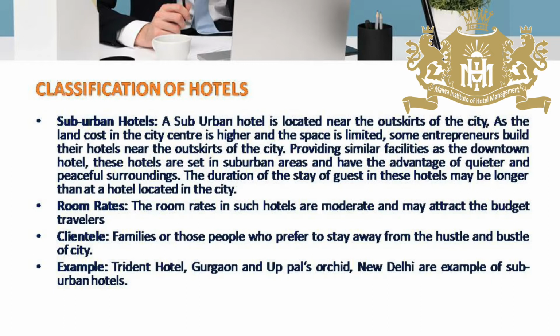Room rates. The room rates in such hotels are moderate and may attract budget travelers, families or those people who prefer to stay away from the hustle and bustle of the city. Example, Trident Hotel, Gurgaon and Uppal's Orchid, New Delhi are examples of suburban hotels.